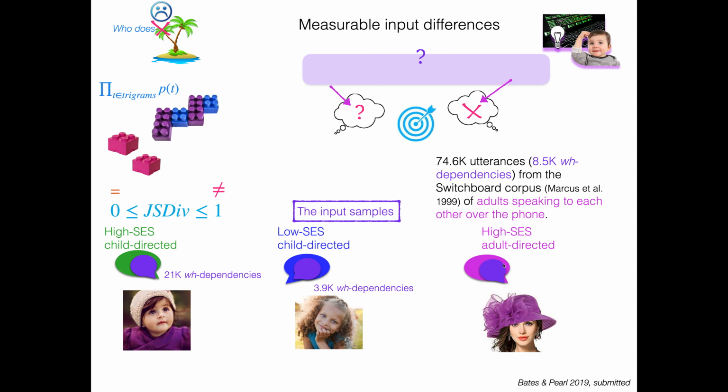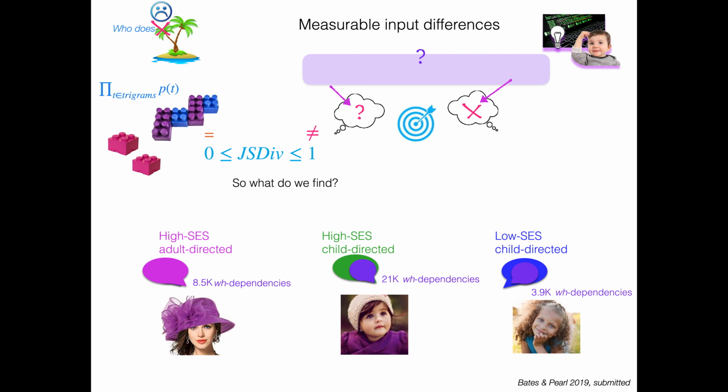And now, as a comparison corpus for these two, and you'll see why we need that in a moment, we looked at utterances of adult-directed speech from the Switchboard corpus. This is about 74.6 thousand utterances, about 8.5 thousand wh-dependencies. This is adults speaking to each other over the phone, so adult-to-adult conversational speech.